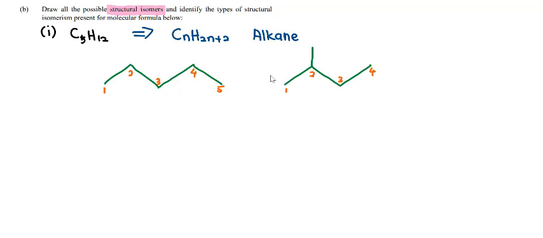Next, let's shorten the carbon chain to 3 carbon: 1, 2, 3. So we need 2 other carbon. We put the 2 other carbon on the second carbon like this, so we still have 5 carbon. So for the C5H12, we have 3 isomers, where the 3 isomers here are chain isomers.